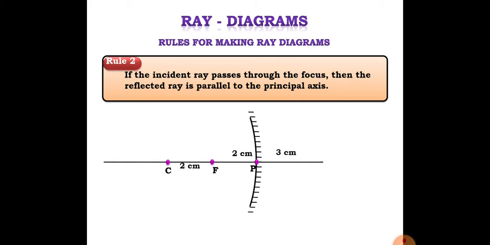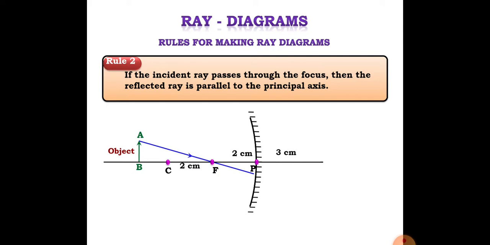So let us understand this with the help of a diagram again. You have to draw the object, the same, and label it AB, and this time how is the ray going to pass? It is going to pass through the focus. Here it is written in rule number 2: if the incident ray passes through the focus. The ray of light is coming from point A itself, right, and it is passing through the focus.